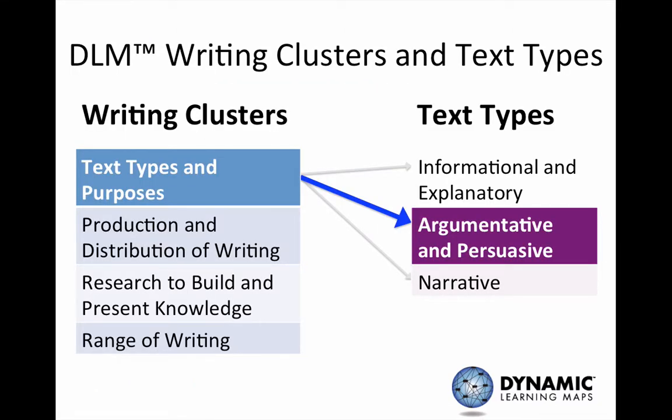This module focused within the text type and purposes cluster on the knowledge and skills related to one of three types of writing identified: argumentative and persuasive writing. It focuses on issues specific to helping students with significant cognitive disabilities get started with argument writing. You are encouraged to review the other writing modules, which talk in more depth about best practices in each of the writing clusters, as well as issues and strategies relevant to other text types.